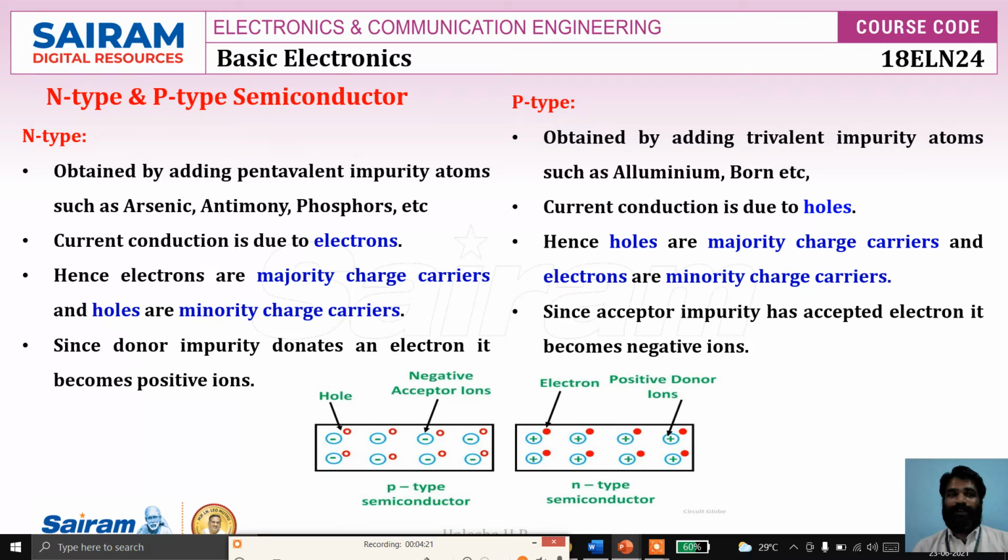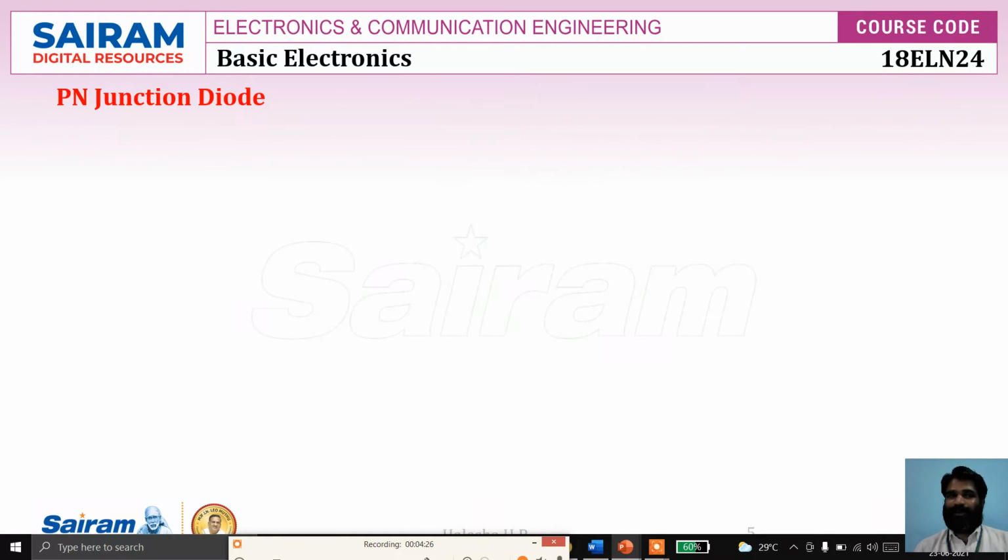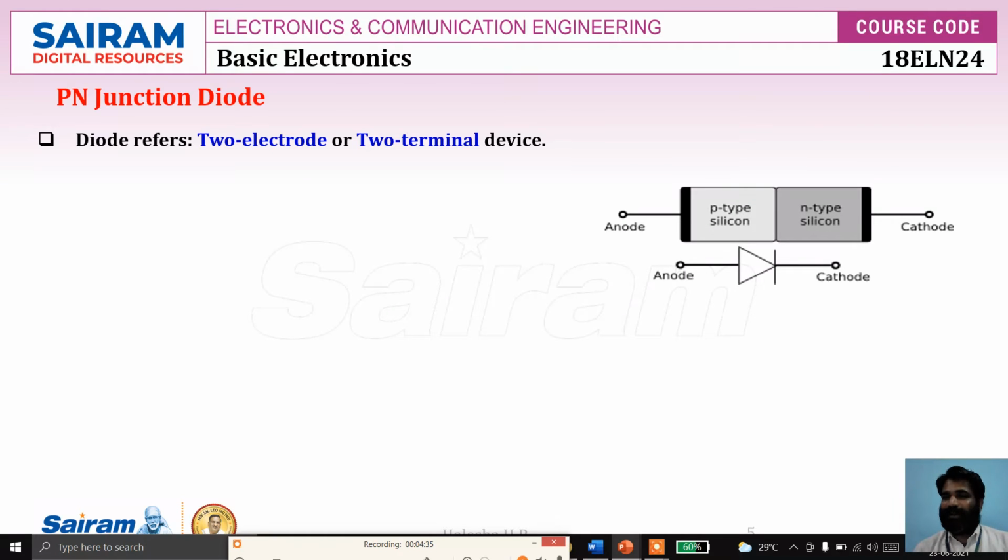Using these N-type and P-type semiconductors, we form PN junction diodes. Diode refers to a two terminal device. This is the symbol of a PN junction diode. By combining P-type semiconductor and N-type semiconductor together, it becomes a PN junction diode. To the P-type, we connect one wire, that is called anode. To the N-type, we connect one wire, that is called cathode, and this is the diode symbol.